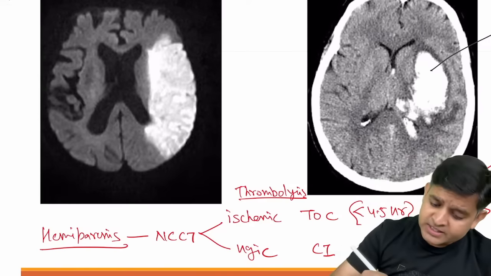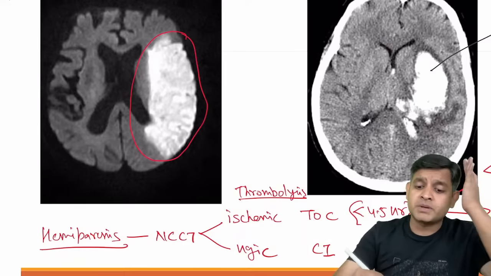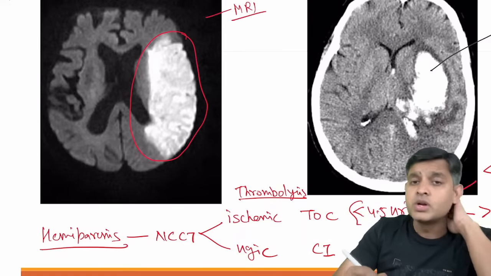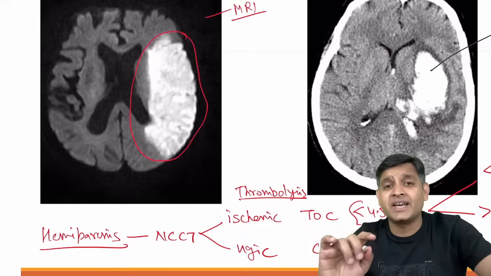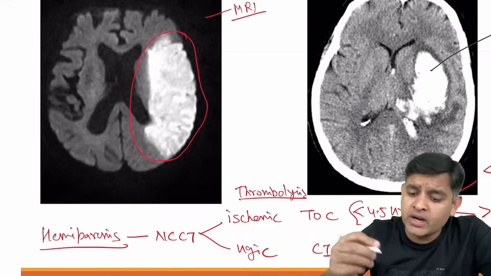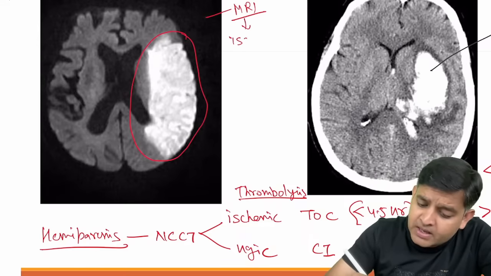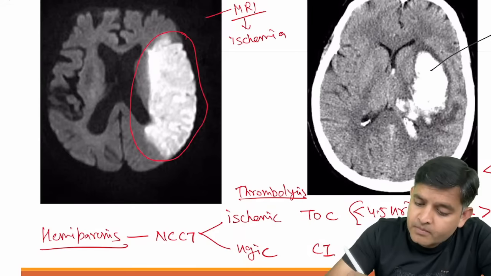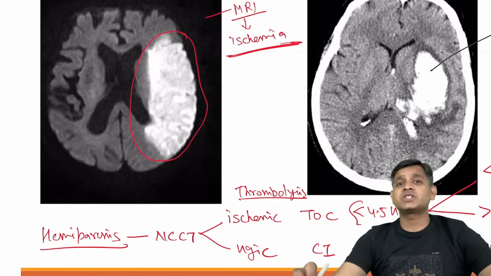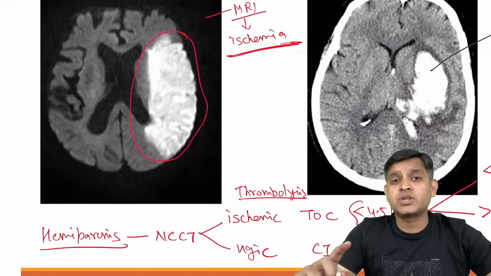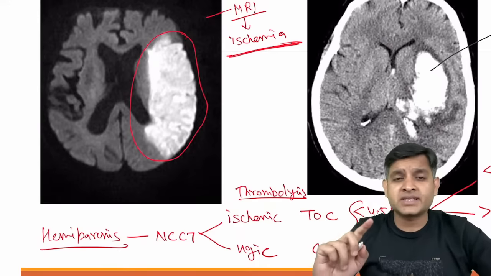You will say, sir, isme bhi to white dikh raha hai. Main bolunga, but bachche, ye MRI hai. So what is the rule? The rule is, if you see white on CT, it is hemorrhage. If you see white on MR, then it is ischemia. If you see white on CT, it is hemorrhage. If you see white on MR, then it is ischemia.